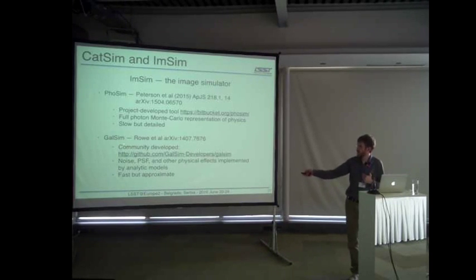So if you're just interested in whether your analysis tool can deal with a specific PSF that you can parameterize easily, GalSim is the way to go. The advantage of that is it's fast. I'm about to show you simulated images, single-chip simulated images from both. PhoSim took about 6 hours to simulate one chip. GalSim took about 20 minutes. So there's a significant speed up involved in using GalSim. Just be aware of what you're trying to achieve before you pick one of these tools to use.